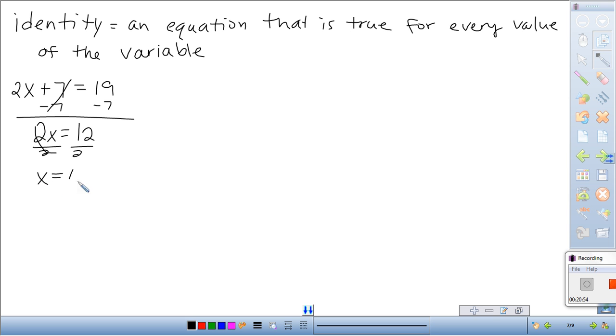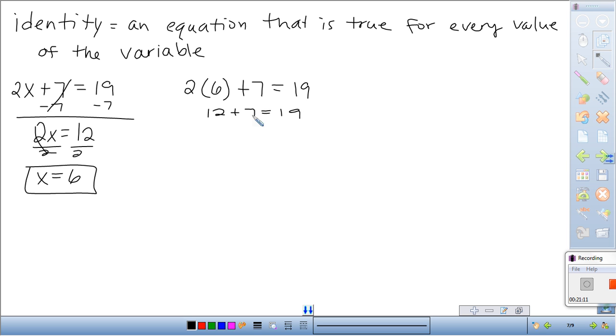And x equals 6. Remember that what this answer means is that 6 is the only number you could plug in for x where the left side would equal the right side. So let's check it. 2 times 6 plus 7 equals 19. 2 times 6 is 12, plus 7 is 19. 19 does equal 19. So that's what our answer says.